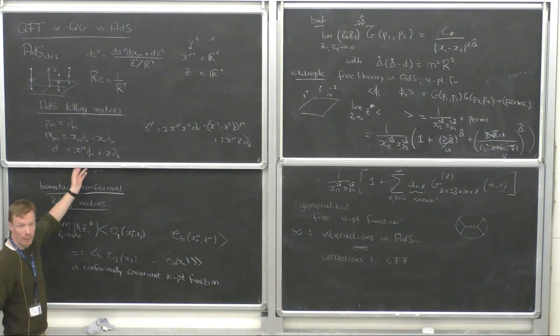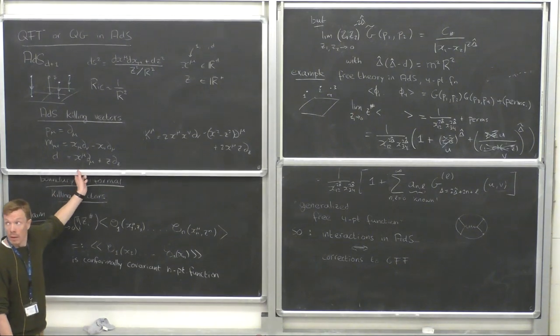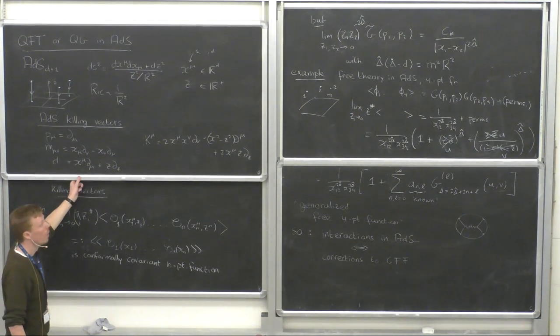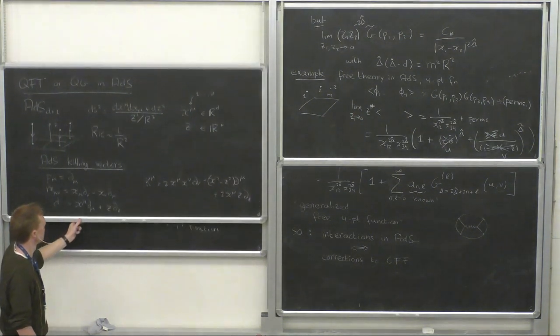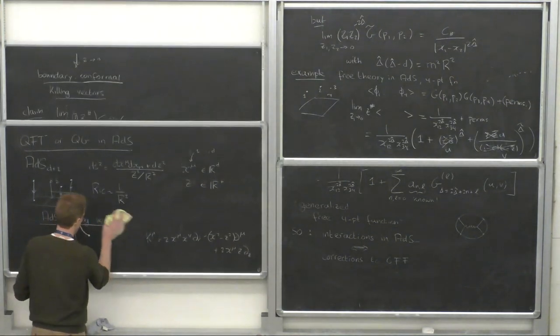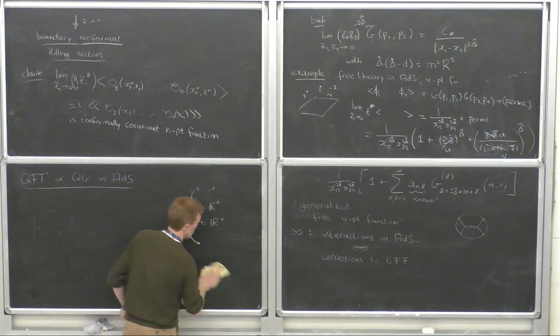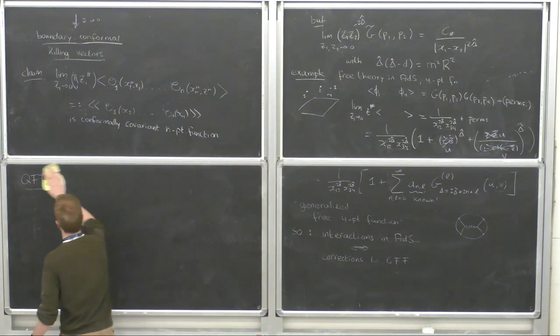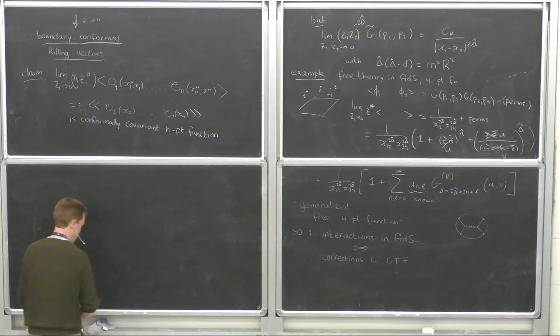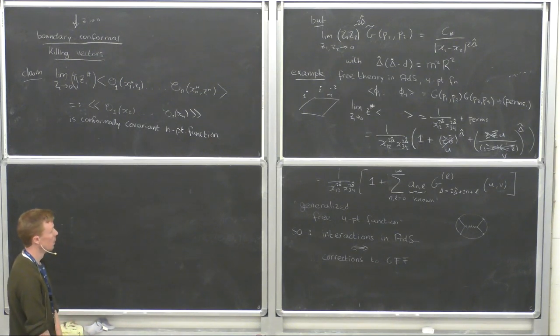Okay? Yes? Is it possible to do the reverse? I mean, if we know a CFT at the level of the little CFT, can we extract the model in ADS, which is equivalent to this model?